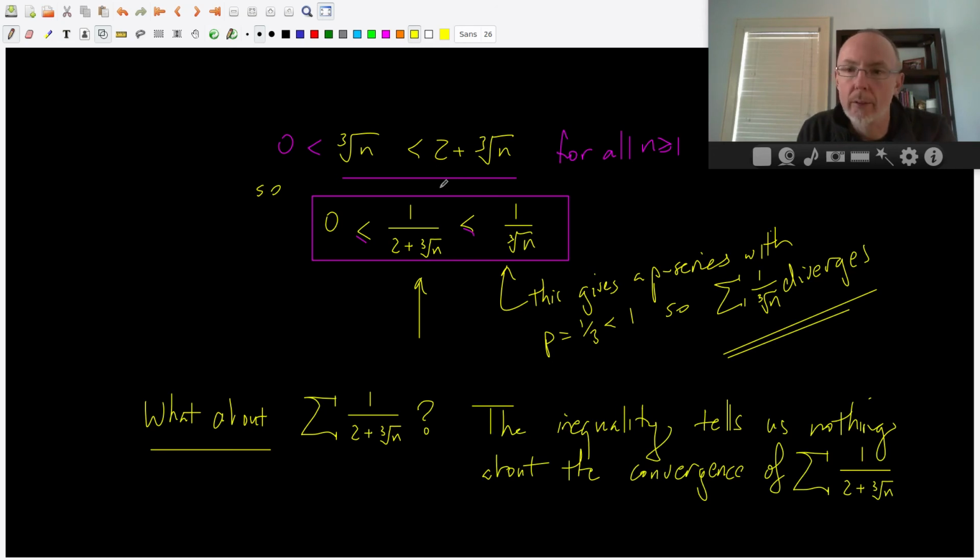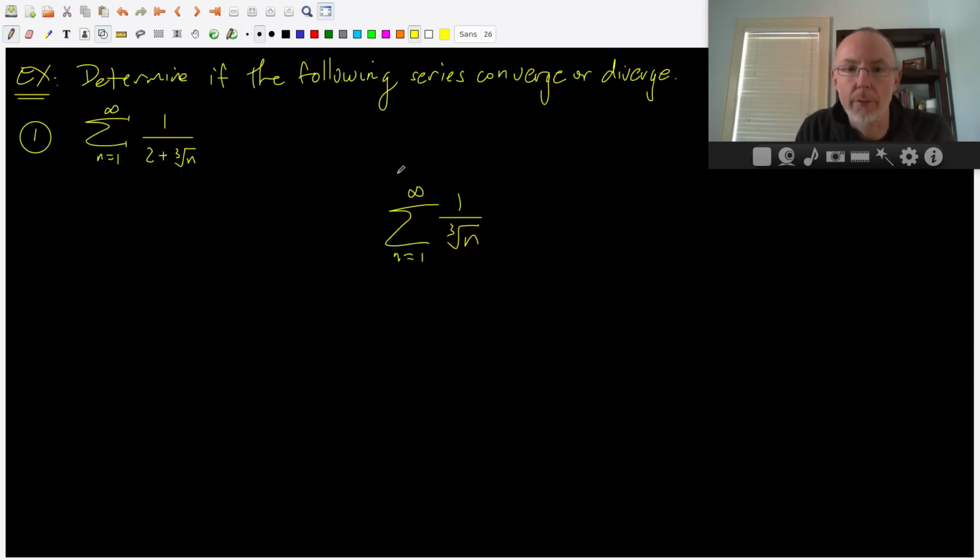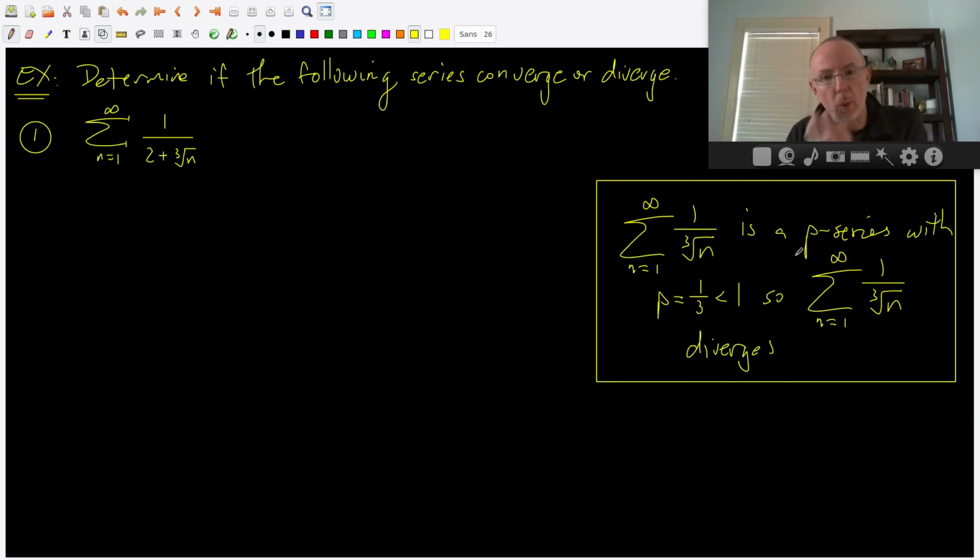The way this inequality is directed and the fact that this diverges, in the end, the direct comparison test tells us nothing about the convergence of the series we're interested in. If this was a p-series that converged, and these numbers were smaller, then the direct comparison test would have said, okay, the series we're interested in converges. But because this diverged, the direct comparison test is not useful, which is why we turn to the limit comparison test.